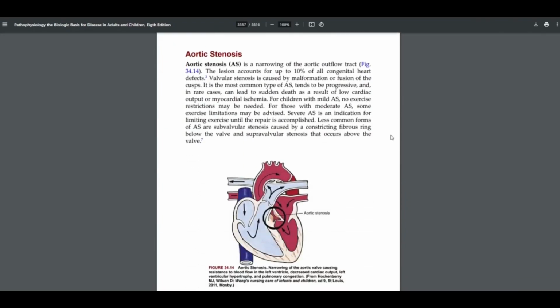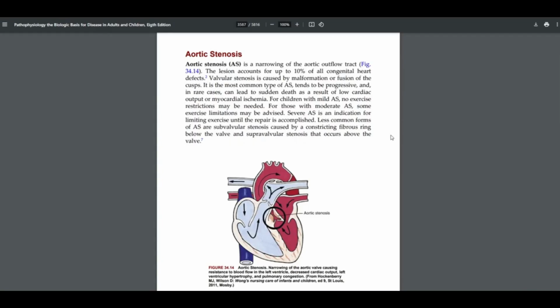That leads us to aortic stenosis. Aortic stenosis is a narrowing of the aortic outflow tract. The lesion accounts for up to 10% of all congenital heart defects. Valvular stenosis is caused by the malformation or fusion of the cusps. It is the most common type of aortic stenosis, tends to be progressive, and in rare cases can lead to sudden death as a result of low cardiac output or myocardial ischemia.